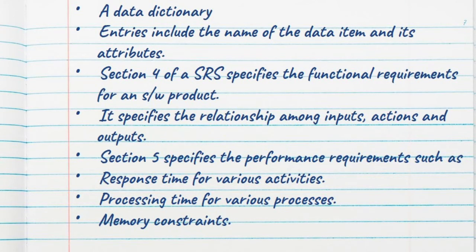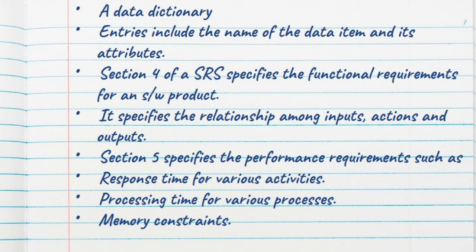A data dictionary entry includes the name of the data item and its attributes. Section 4 of an SRS specifies the functional requirements for a software product. It specifies a relationship among inputs, actions and outputs.